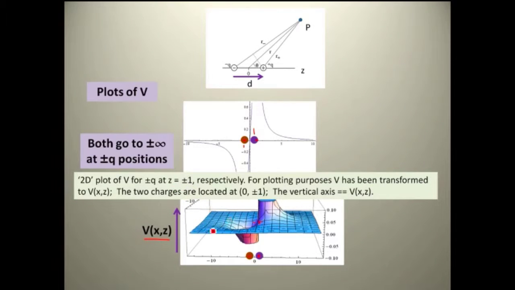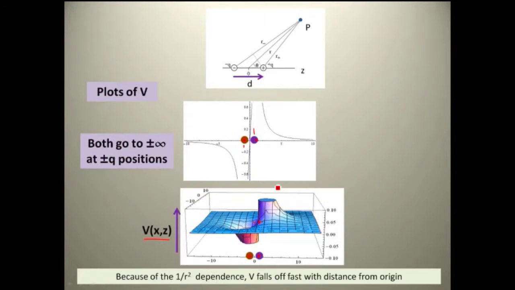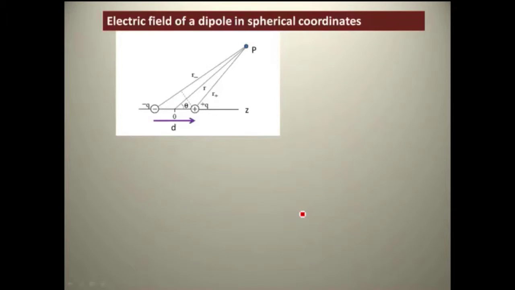where this quantity in this direction is the actual potential, and the position is given by z and x. So because of the 1 over r squared dependence of this potential, V falls off relatively fast with distance, and so you get down to pretty small values fairly quickly. What about the electric field?